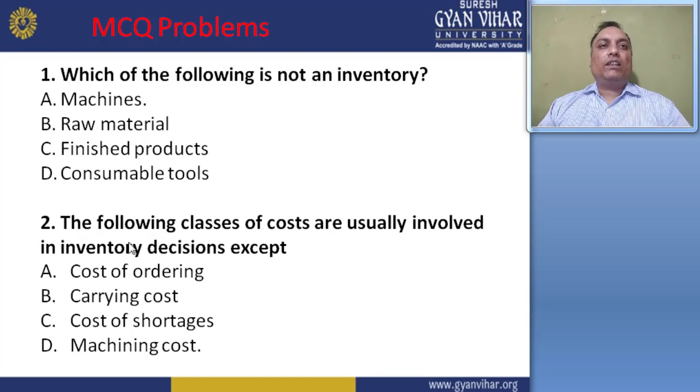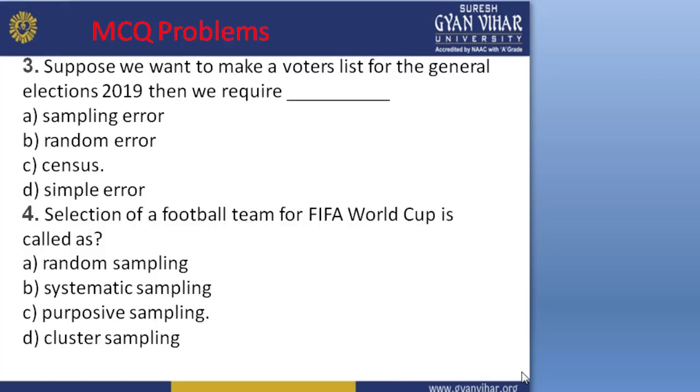Question number 2: the following classes of cost are usually involved in an inventory decision except: cost of ordering, carrying cost, cost of shortages, and machining cost. So D is the right answer. Question number 1, A is the right answer, and question number 2, D, machining cost, is the right answer. Let's move to the third question.